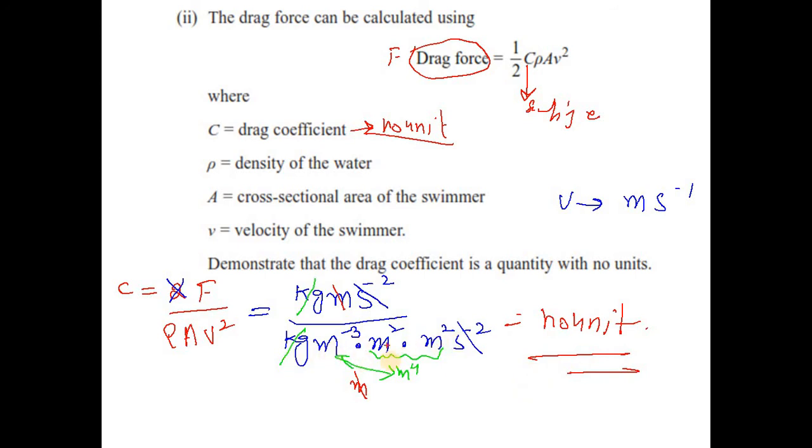Or you can just simplify mathematically. If you wish, you can take all these up, changing their exponent sign, and you can add or subtract the exponents. So at the end you have no units, all will be cancelled. So it's your choice.